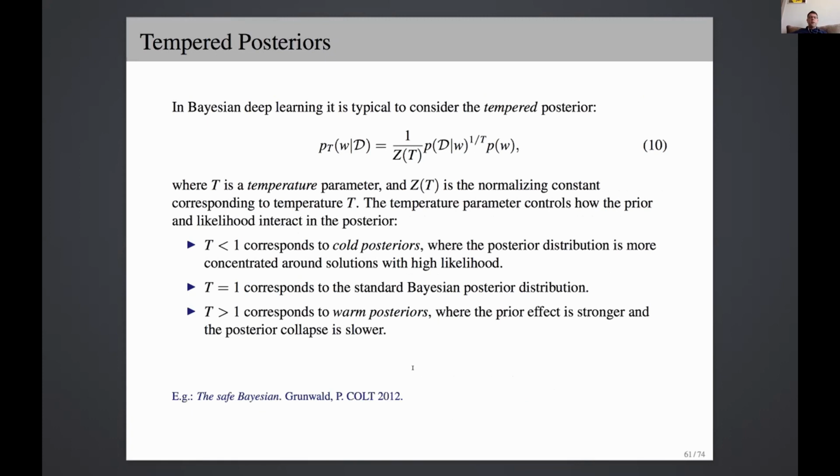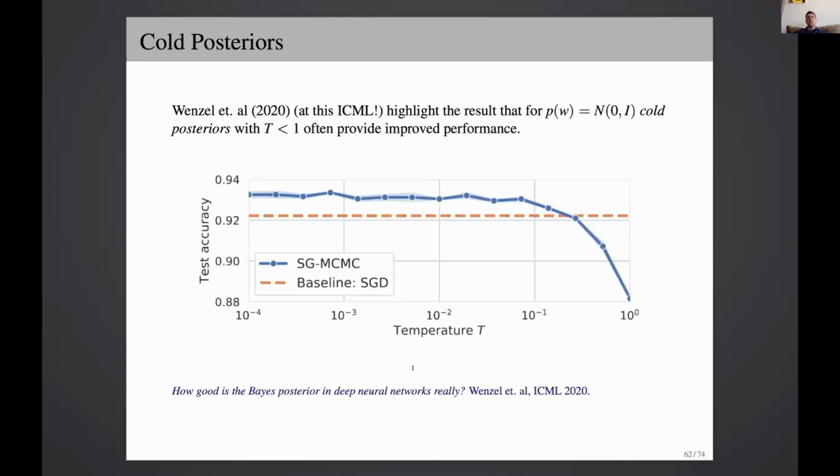Now, quite often in Bayesian methods for deep learning in particular, it's common to do something called tempering, where we raise the likelihood to a power 1 over T. When T is less than 1, we have what are called cold posteriors, which favor the likelihood a bit more than the prior. T equals 1 is the standard Bayesian posterior, and T greater than 1 might be a warm posterior, where the prior is having a stronger effect. It slows down posterior collapse. And so it's been noticed that quite often, by making T less than 1, we can achieve better performance. And sometimes when T equals 1, there's even worse performance than classical training.